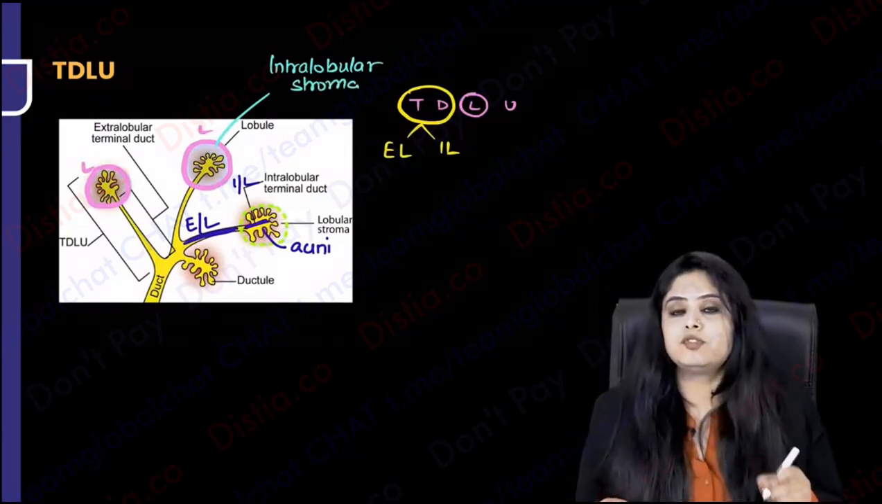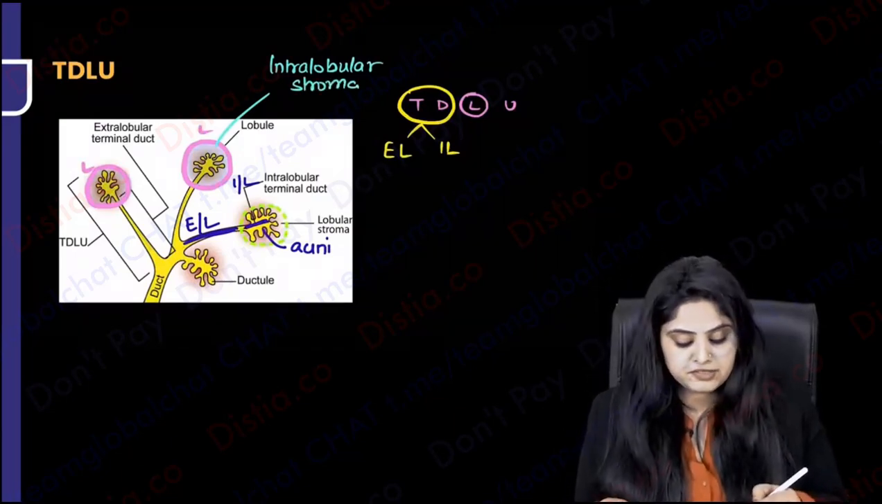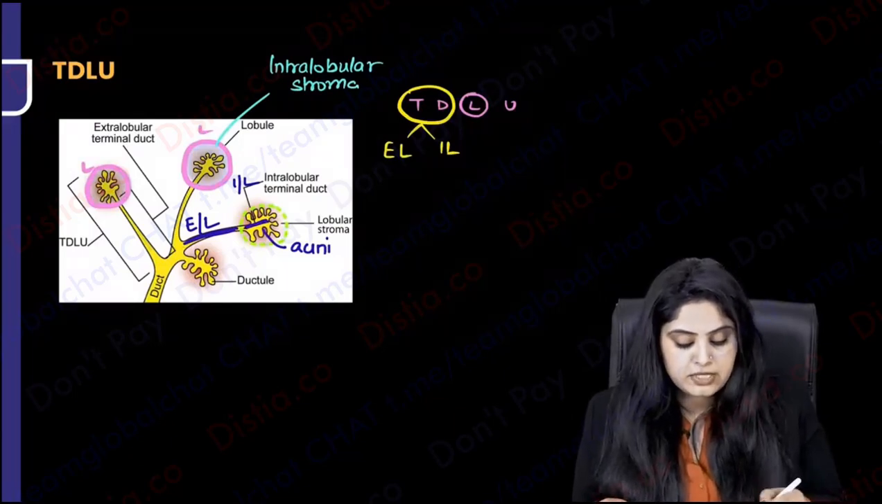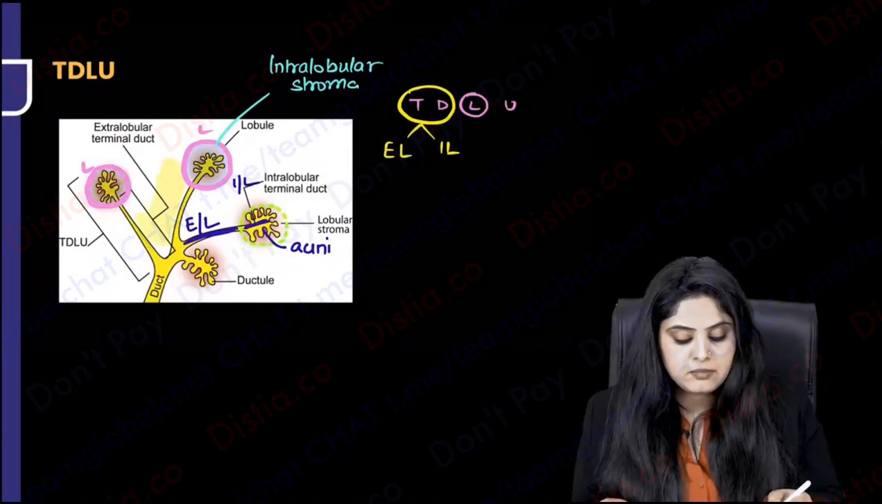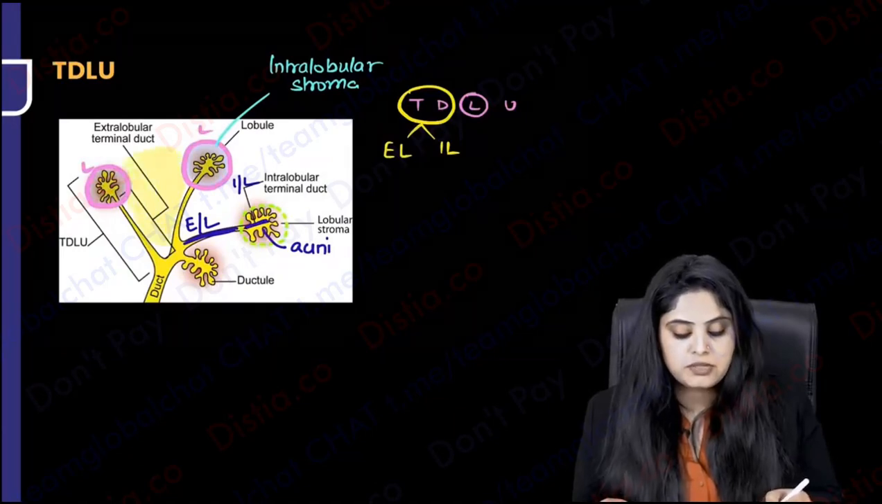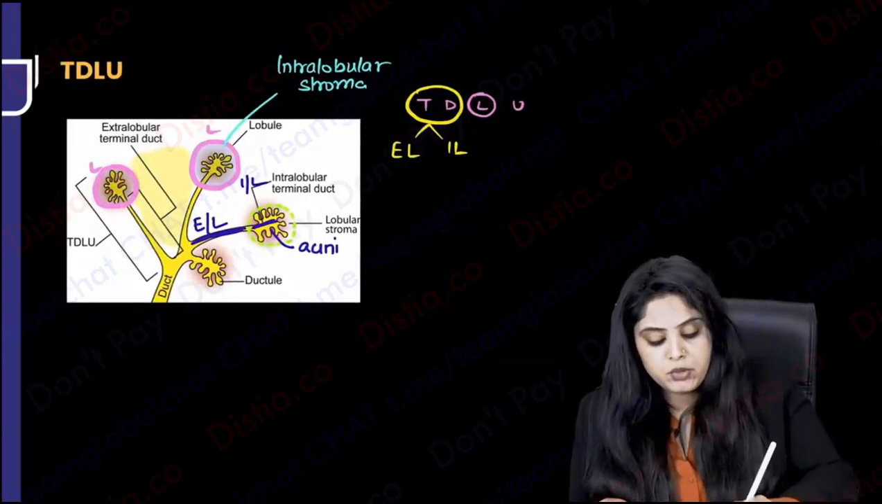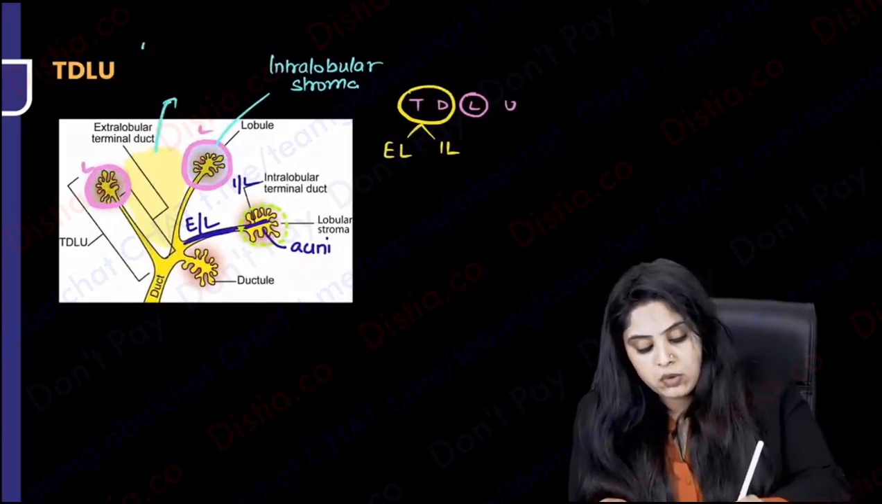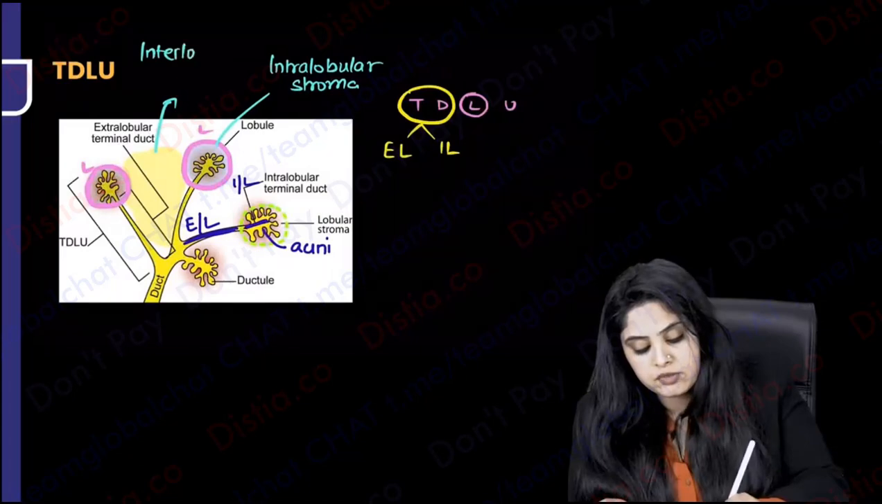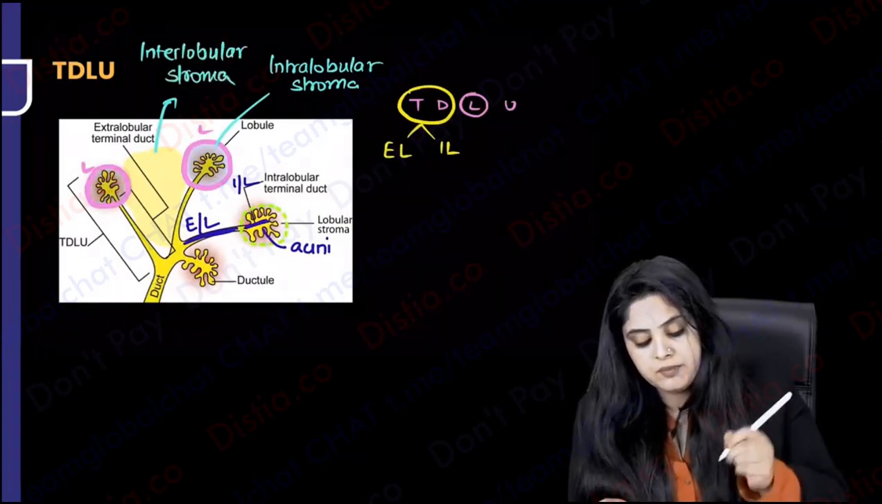Inside the lobule, the stroma that is there is intralobular, versus I would also appreciate that there is a lot of stroma in between the lobules. In between also there is space present, right? So what would you want to call this? I would call this the interlobular stroma.